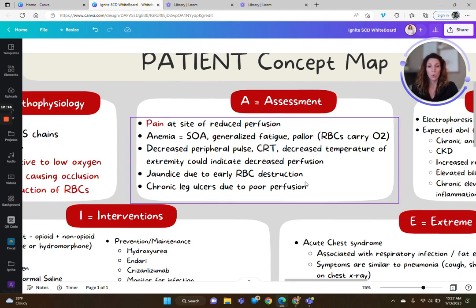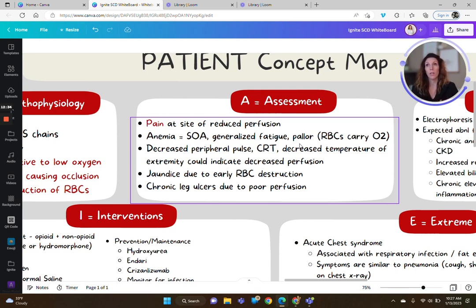The patient who has sickle cell disease, sickle cell disease is an underlying disease. So they have this problem, it's a chronic problem. But then they can have exacerbations of the problem. So we would call this a sickle cell crisis.